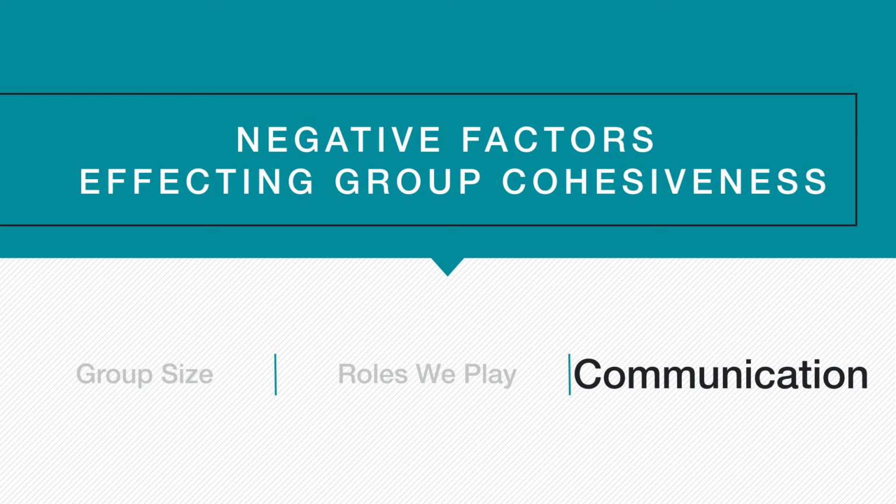Negative factors affecting group cohesiveness. Communication. One of our biggest challenges in the conflicts we experience today is centered around the issue of communication. Communication networks can contribute both positively or negatively to group cohesion. In large group settings, one of the barriers that interferes with effective communication is competition among group members for whose voice gets heard.